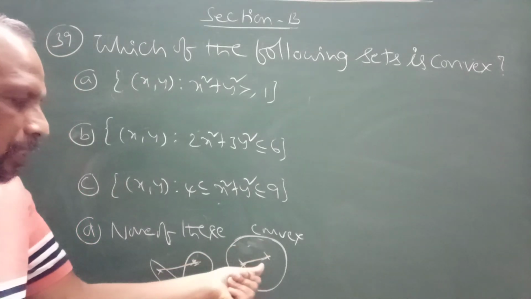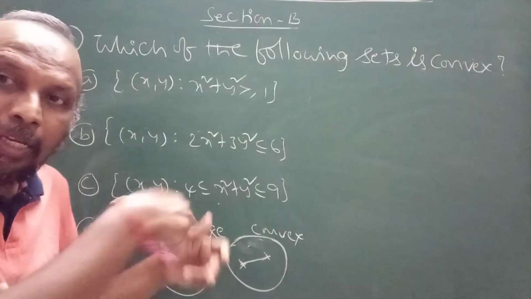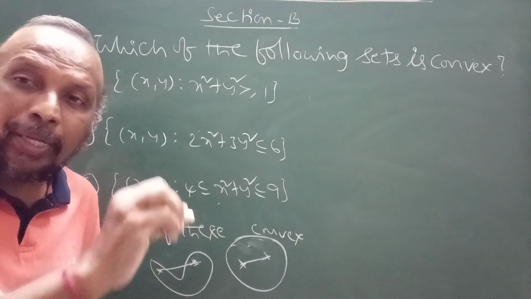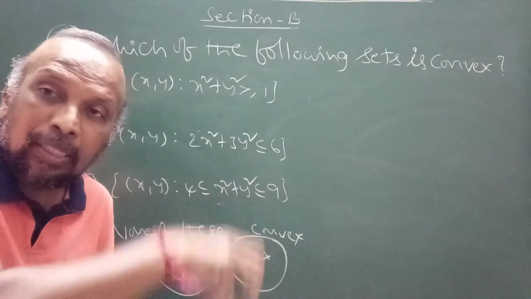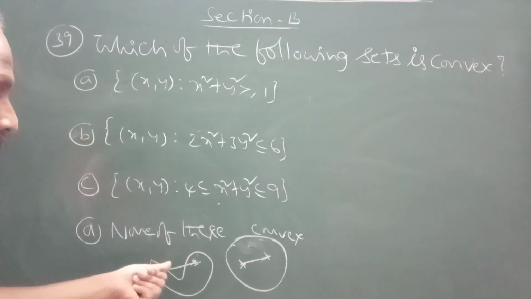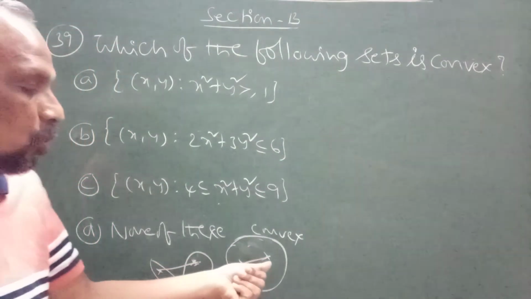So you should know convex and concave. Convex means if you take any curve and take any 2 points inside, if we join them, the entire line should be inside the curve. If it is outside the curve, this is not convex; this is convex.